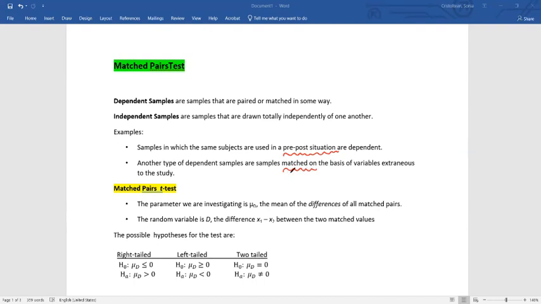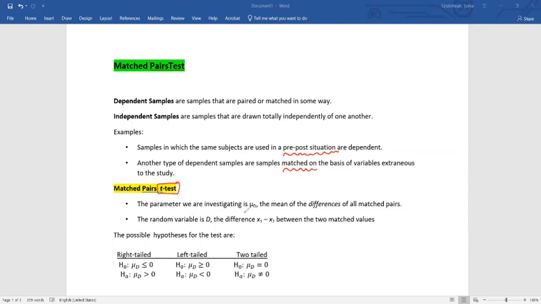And in that case, we have to perform a matched pair test. The matched pair test is actually one simple t-test. It's a t-test, and it's used when samples are dependent. However, the way we define and test the parameter is a little bit different. So we have to be very careful of how we do this.